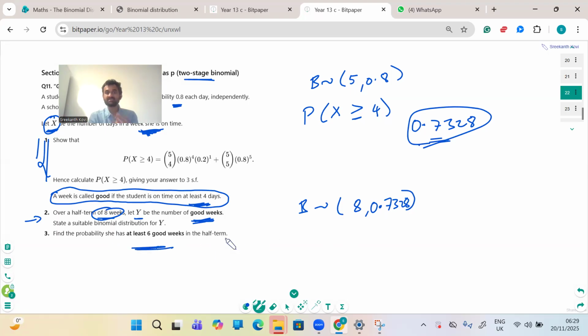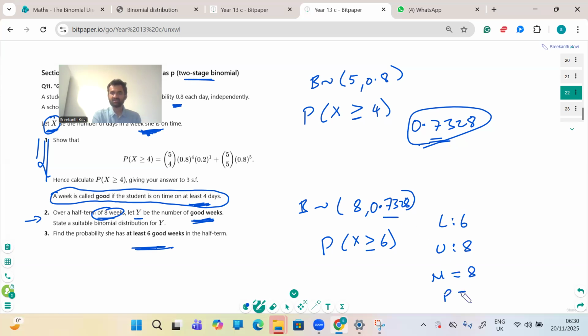Now, how many good weeks do they need? They said at least 6 good weeks. So P of Y greater than or equal to 6. You write lower bound is 6, upper bound is 8, and the number of trials is 8. You enter p as this one, and you should get the final answer. This is how a two-stage binomial would be.